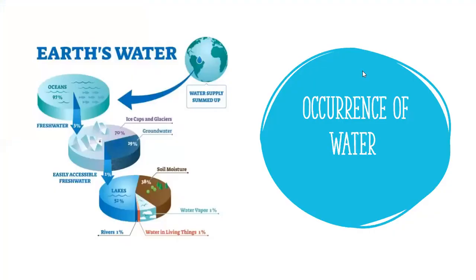Okay, occurrence of water on the earth. As we all know, about 71% of the earth's surface is covered with water, and the oceans hold about 96.5% of all the earth's water. Water also exists in the air as water vapor, in rivers and lakes, in ice caps and glaciers, in the ground as soil moisture and in aquifers, and even in you and on your dog.